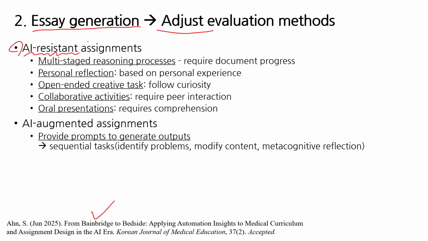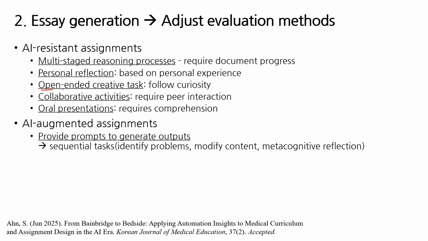For example, we can have the students to write down the multi-stage reasoning processes during their work. So this type of assignment, we require the students to document their progress. So instead of just handing in the final product, the students have to write their intermediate results. So in this case, the students cannot automate the entire process. The next type is assignments that require personal reflection. You can have the students write some content based on their very personal experience. So this type of assignment is also resistant to automating with AI.